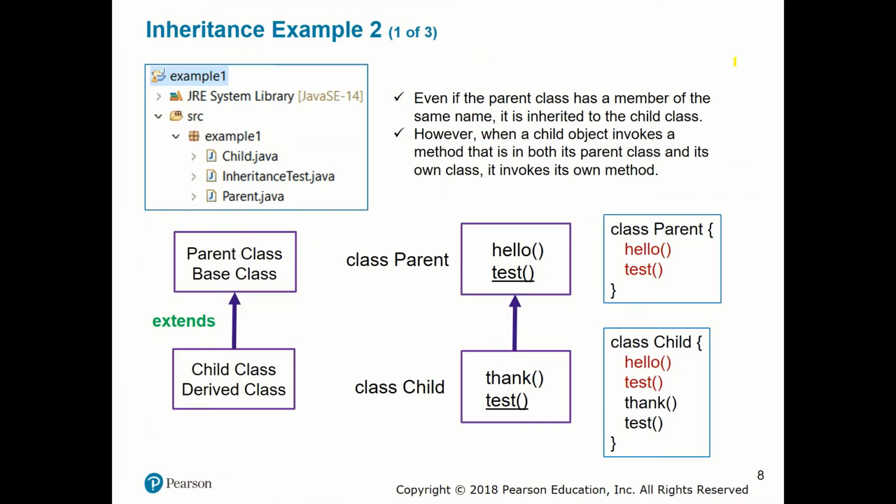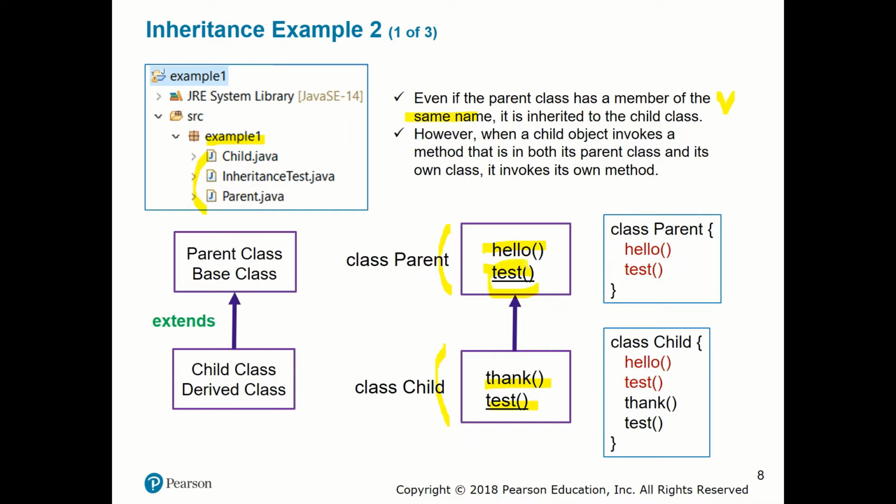Let's see this example. In package example 1, there are 3 classes: parent, child, and inheritance test. In this example, I'll show that even if the parent class has a member of the same name, it is inherited to the child class. Let's see this one. This is a parent class and this is the child class. Parent class has hello and test method, and child has thank and test method.